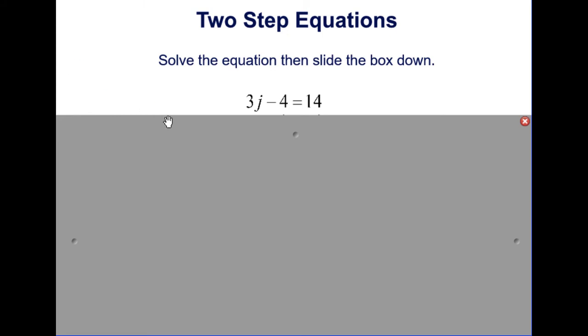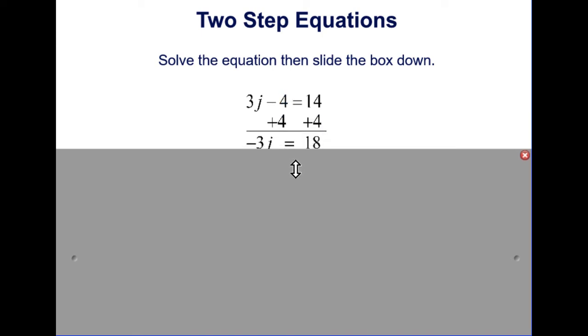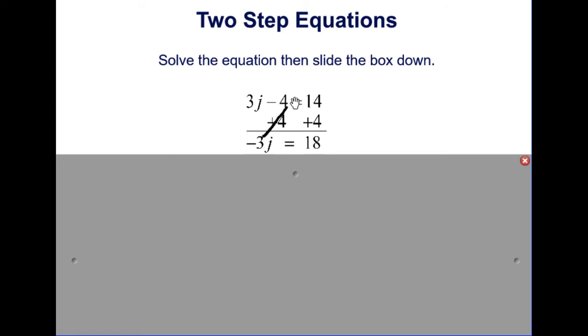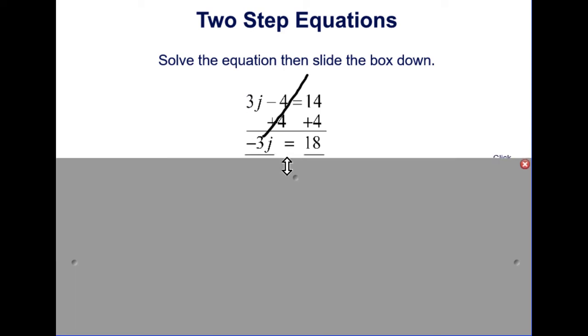The next example, 3j minus 4 equals 14. So here we have subtracting 4, so SADMEG tells us to undo the subtracting 4 first by adding 4 to both sides, which cancels out and leaves us with negative 3j, which it should just be positive 3j, but let's see if we're going to divide. Yeah, this should be positive 3j, because it was a positive multiplying by positive 3 when we started.